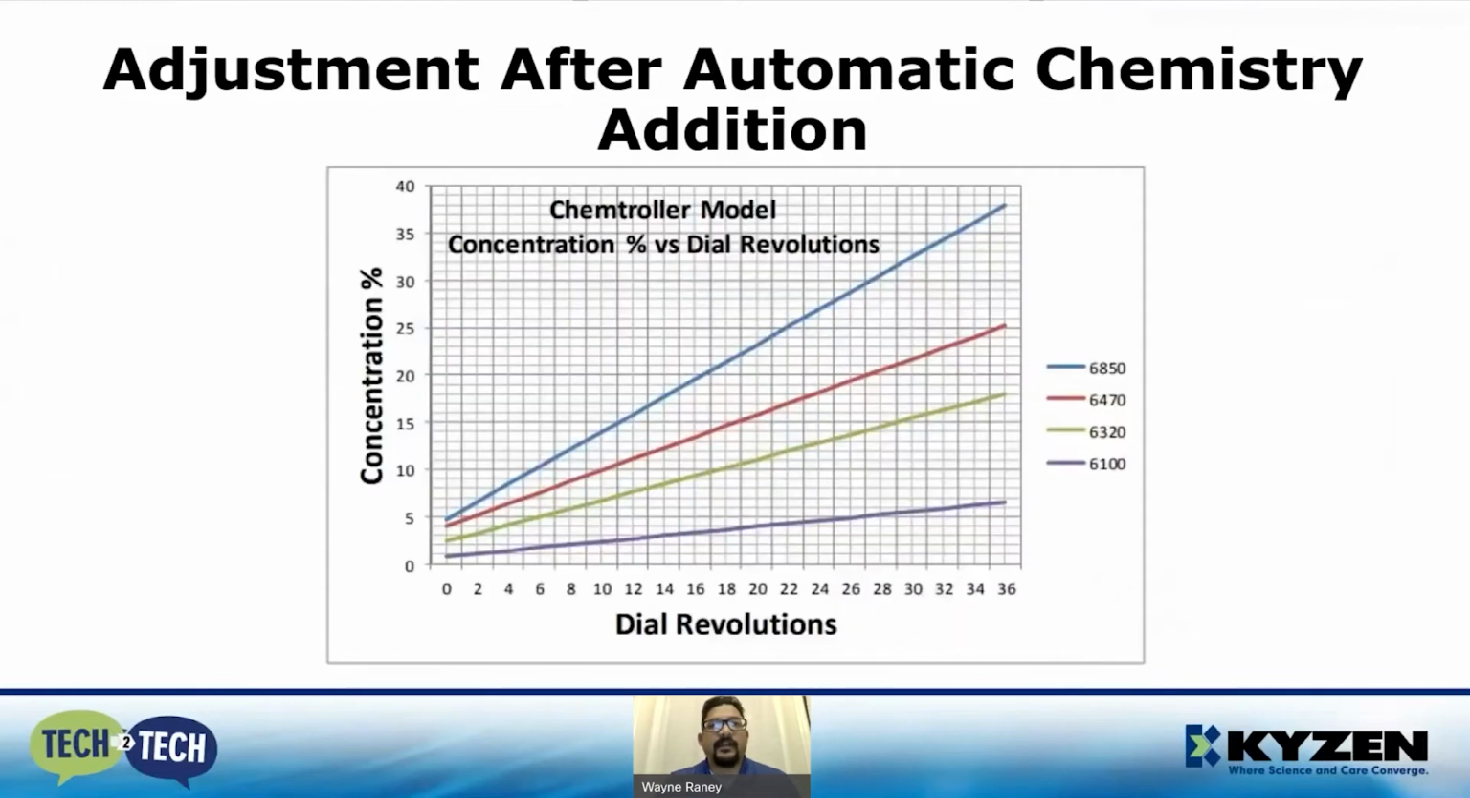KYZEN offers different ranges of Chemtroller proportioners. Here's a guide on how many revolutions the dial relates to the percent concentration it'll add to your wash bath. Remember, these are approximates, but it'll give you a good starting point. Once it's dialed in, then you'll have trouble-free and accurate conditions.